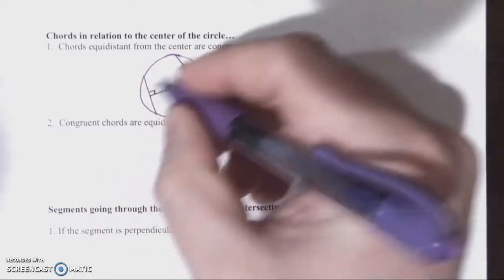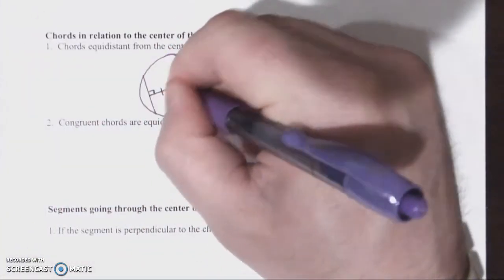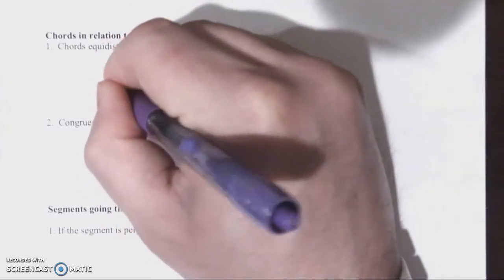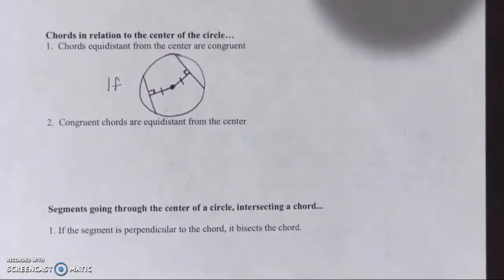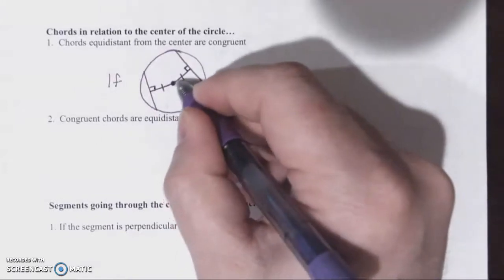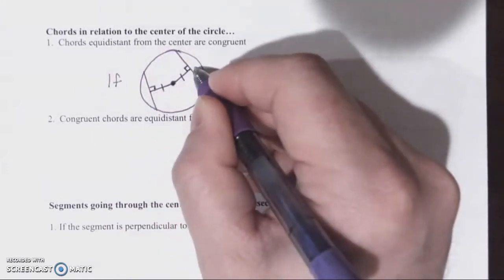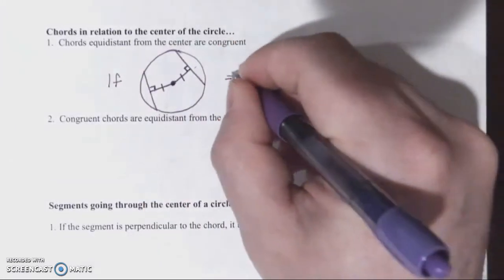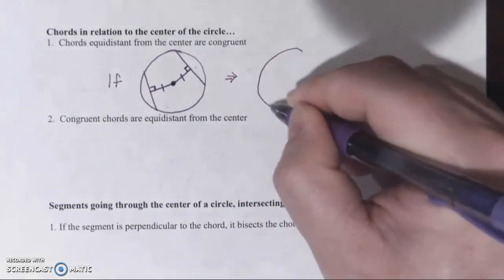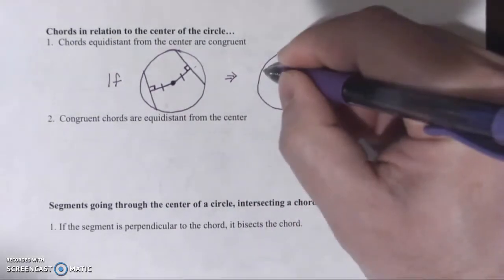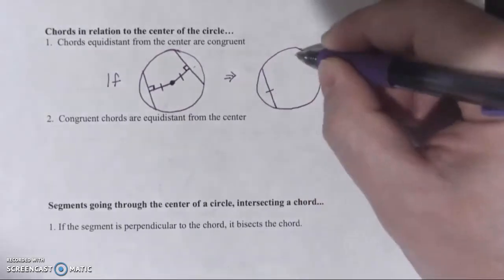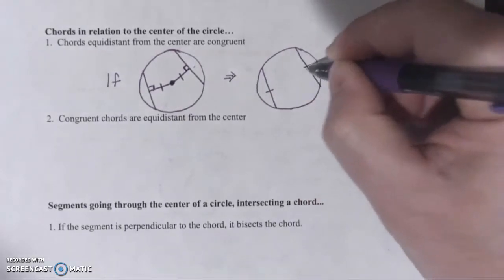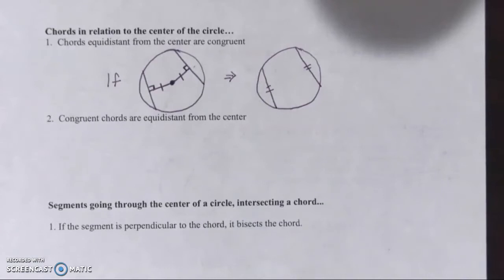This is the distance between the center and this chord. If these were congruent, if we had the same distance from the center to this chord as the center to this chord, then the chords are congruent. Okay, same chords drawn here.